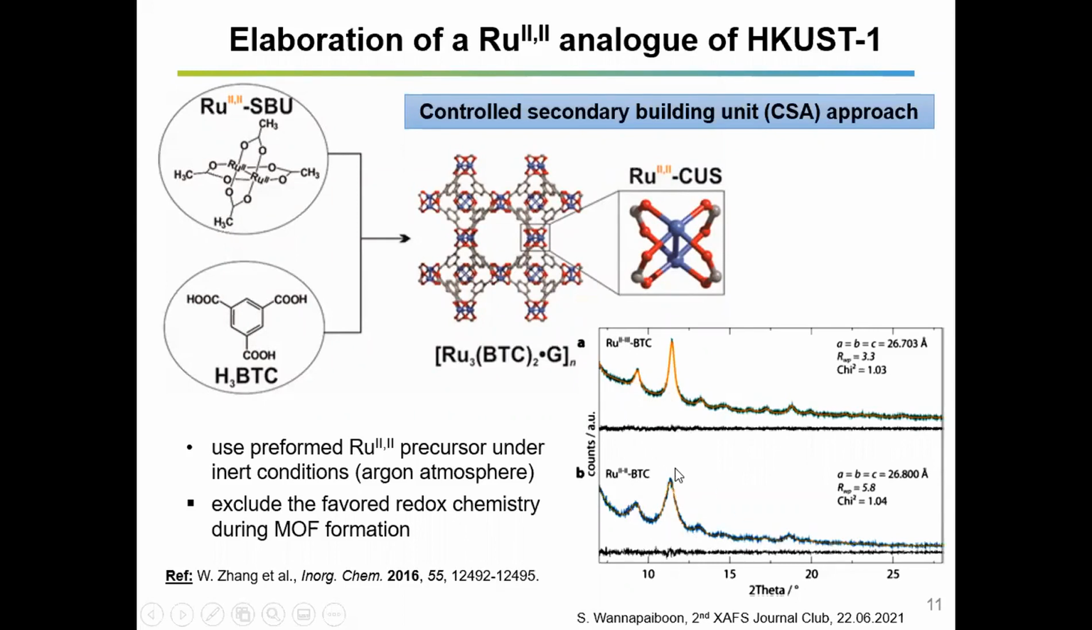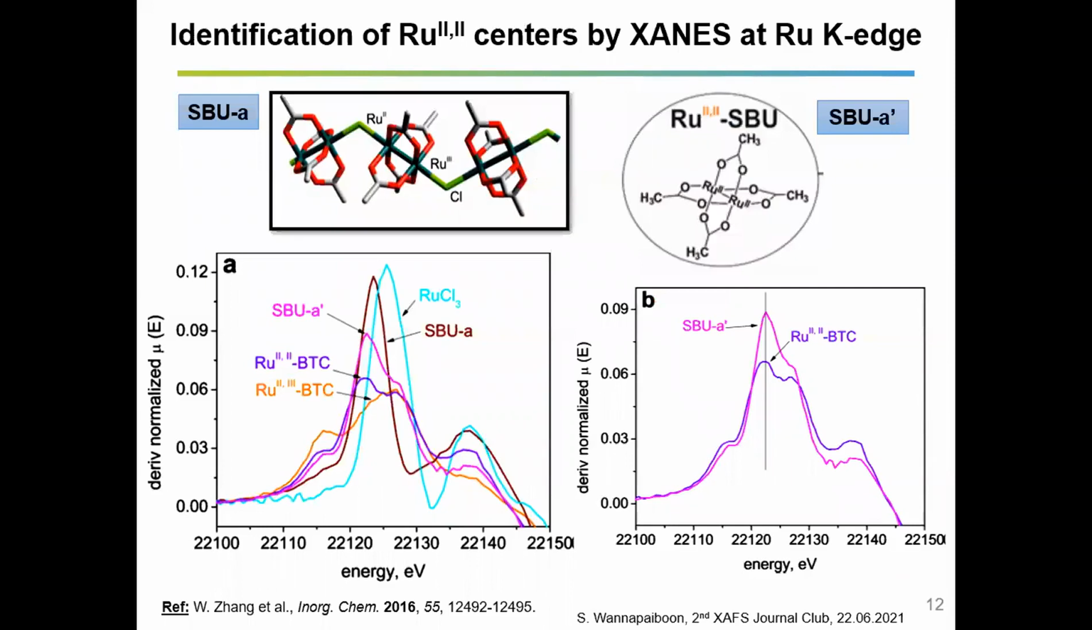But then comes the point of how we can prove that our ruthenium is ruthenium-2 clusters inside the structure. And this is where XAS comes to play a role. We use X-ray absorption near-edge structure, or XANES, in order to identify the oxidation state of the ruthenium by probing at the ruthenium K-edge. This work was performed at the DELTA synchrotron facility in Germany during my PhD study. From this graph, you can see that we plot the first derivative of the absorption coefficient around the ruthenium K-edge.